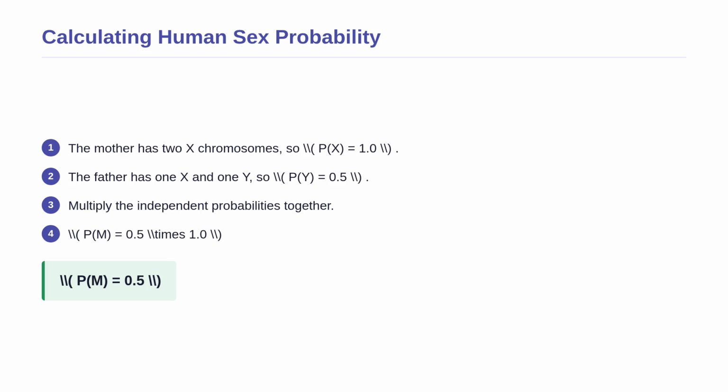We multiply these independent probabilities together, 0.5 times 1.0. The final answer is 0.5. Physically, this means nature flips a perfectly fair coin, resulting in an equal likelihood of having a boy or a girl.